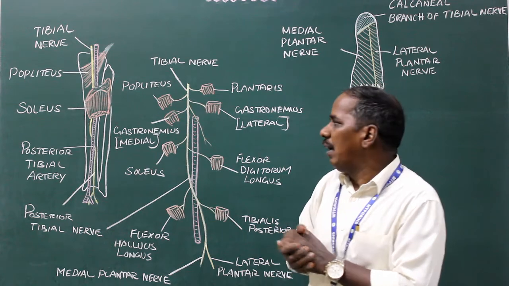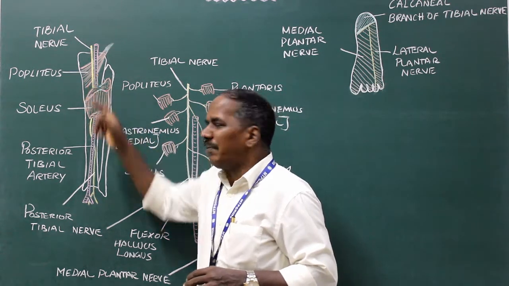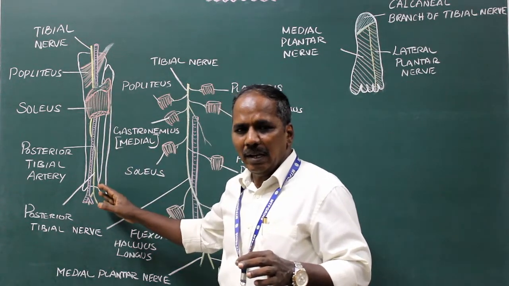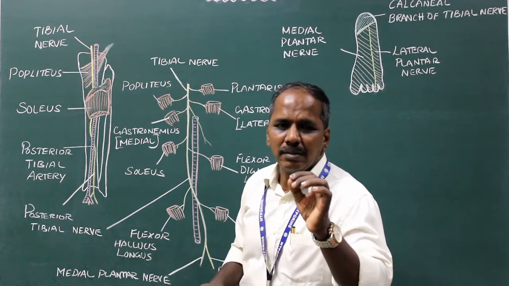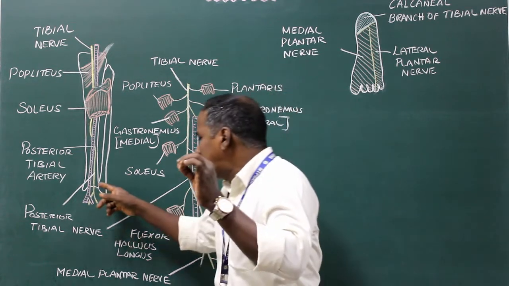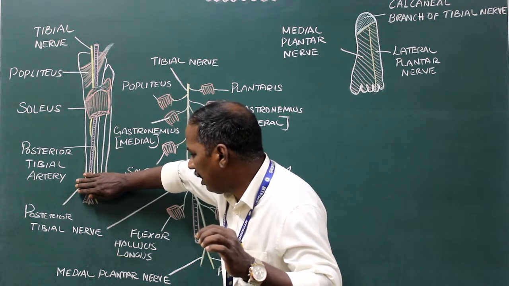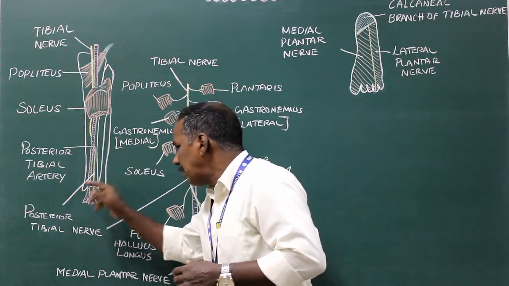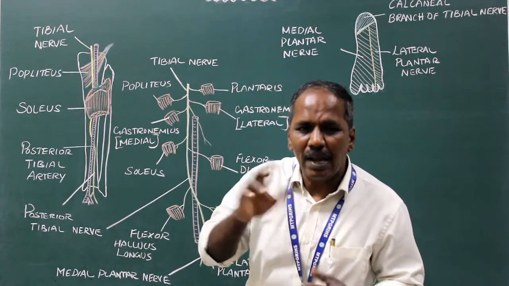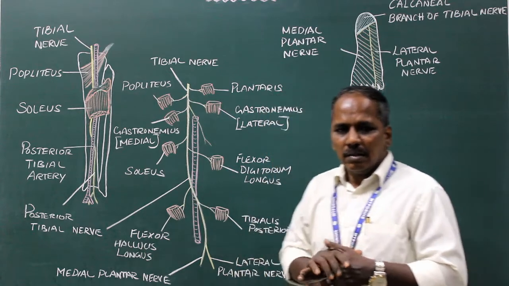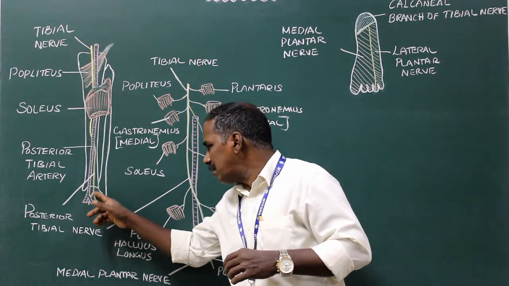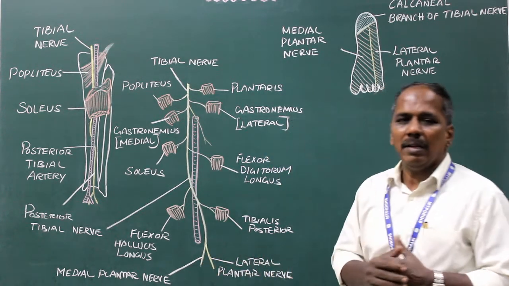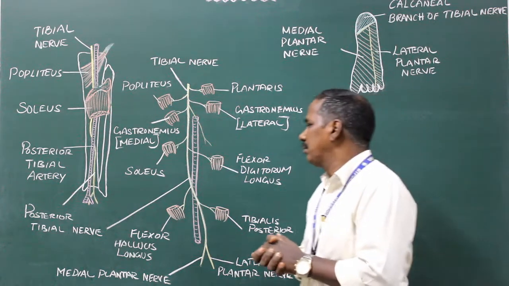Extent. It starts from the lower margin of the popliteus, descends downwards in the leg and ends deep to the flexor retinaculum present near the ankle, between the medial malleolus and medial tubercle of calcaneum. So the nerve ends by dividing into two terminal branches, that is medial plantar nerve and lateral plantar nerve.